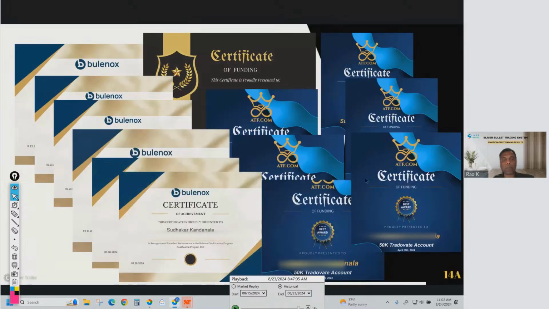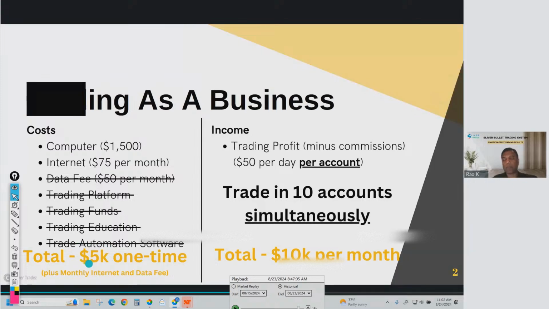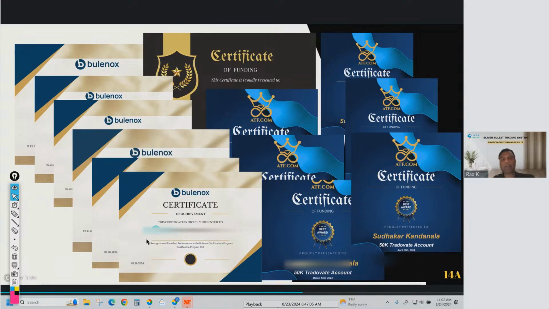I'll show you how you can get the whole thing for 5K in the coming slides. But for now, I want to show you certain things. When you pass a trading evaluation, you receive something like this, a certificate from the funding provider. They send you a nice certificate that you passed a 25K evaluation or 50K evaluation. So these are all the certificates we have achieved in our own business from different providers that we evaluate constantly.